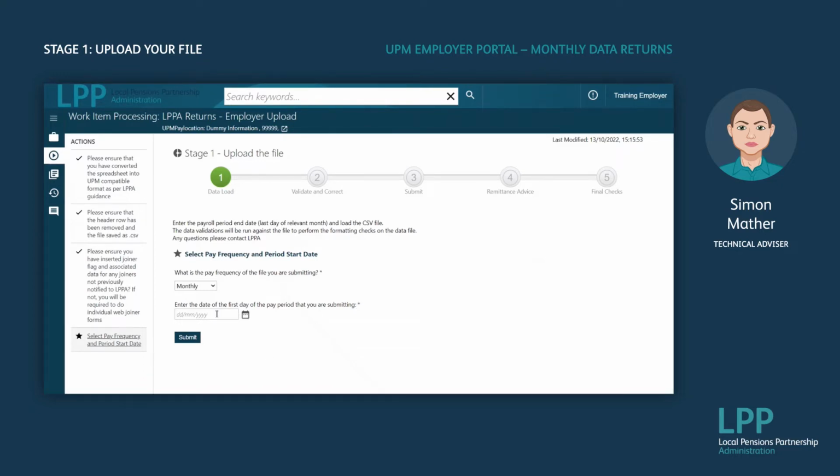In the date field, you'll need to enter the date in the format shown. So in this example, I'm uploading my January 2022 data file. So I will enter the 1st of January 2022. You can do this either by entering the date manually or by using the calendar. Once you've entered the date, click Submit.